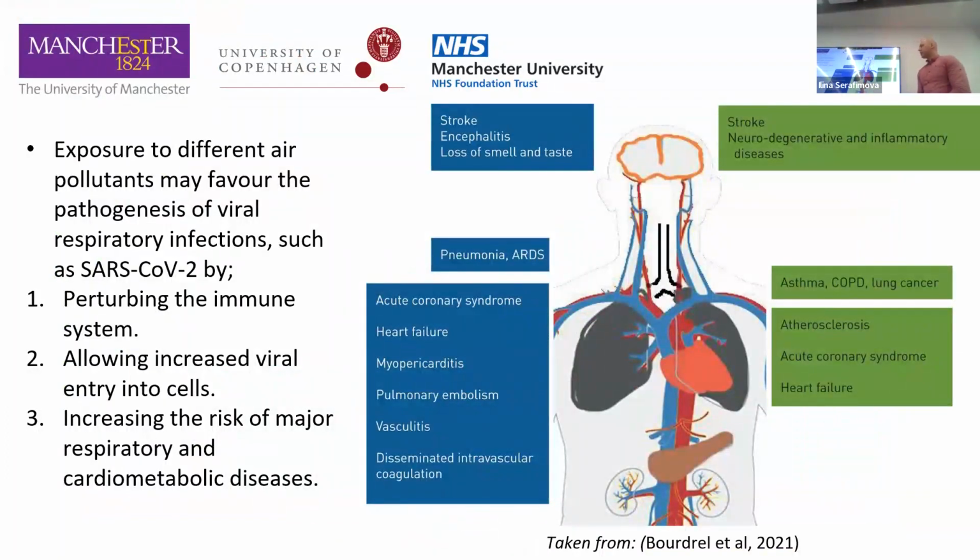So exposure to different air pollutants may favour the pathogenesis of viral or respiratory infections such as COVID-19, SARS-CoV-2. The exact mechanisms are unknown, but this might involve perturbing the immune system, increasing the systemic inflammation that we see with COVID-19, allowing increased viral entry into cells and increasing the risk of major respiratory and cardiovascular diseases. So this is how COVID-19 and air pollution overlap. This is from a study, and it's showing some of the ways that it overlaps, with the systemic inflammation that both cause.